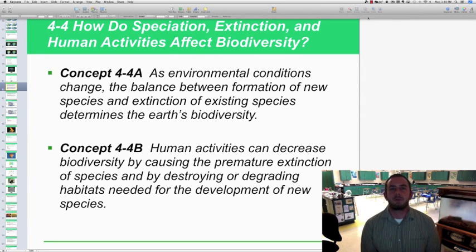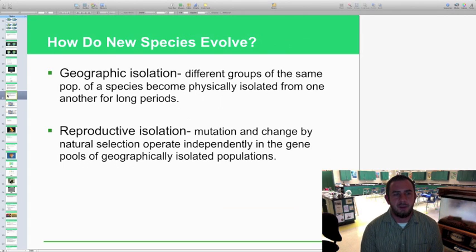Hey scholars, welcome to section 4-4 of chapter 4, looking at how speciation, extinction, and human activities affect biodiversity. So we're taking a look at how all three of those things affect biodiversity. So how do new species evolve and change over time?